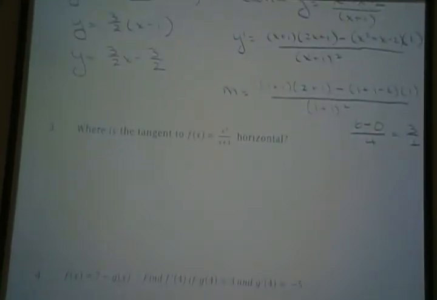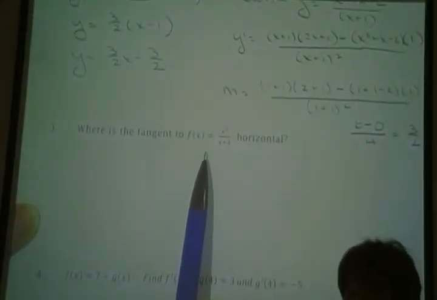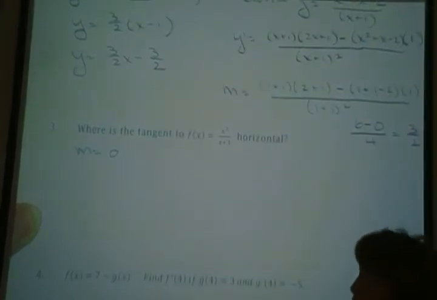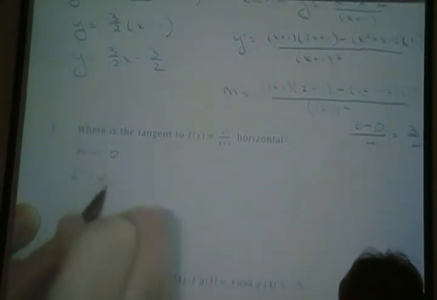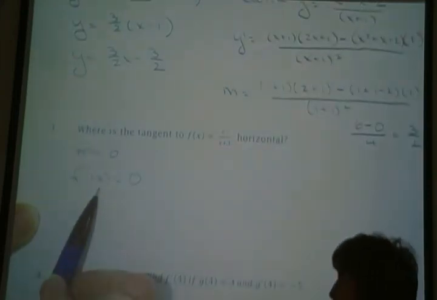It says, where is the tangent to the curve horizontal? Well, that's not the same idea as tell me what the slope is when x is 6. This is more, what value of x should I plug in so the slope is 0? A horizontal tangent means the slope is 0. So I need the derivative of this function to be 0. And I've got to figure out what value of x makes that true. So the first thing to do is figure out what the derivative of the function is.